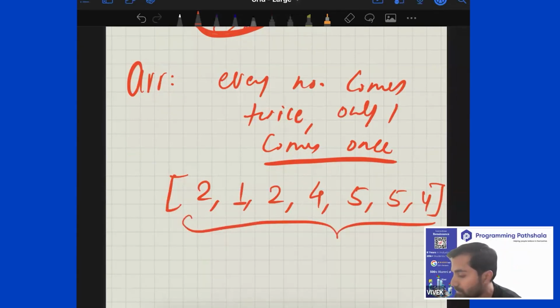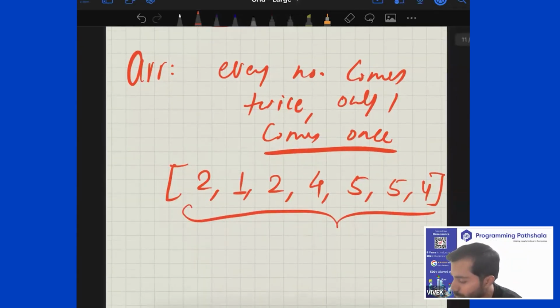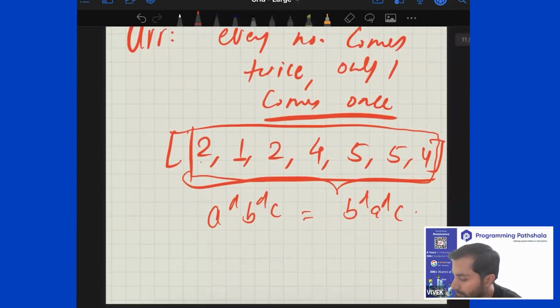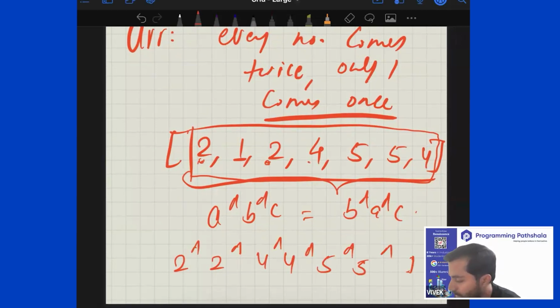Now, the solution to this problem is to take XOR of the entire array, and it works. Why does it work? Because I told you, if you're taking XOR of numbers, let's say A XOR B XOR C, you can take them in any order, B XOR A XOR C, in any order. So if you're taking XOR of the entire array, you can imagine that you just write the similar numbers together: 2 XOR 2, XOR 4 XOR 4, XOR 5 XOR 5, XOR 1. This thing is going to be 0, right?